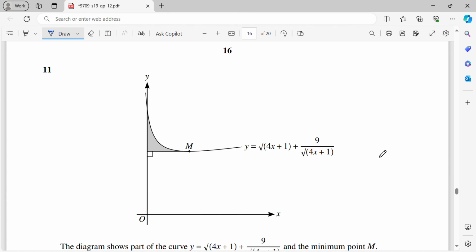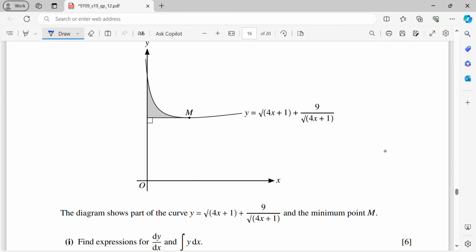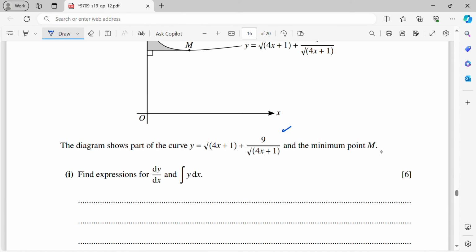Okay, now move on to question 11. The diagram shows parts of the curve. So this is a curve and the minimum point is M. First part, find expressions for dy/dx and the integration.